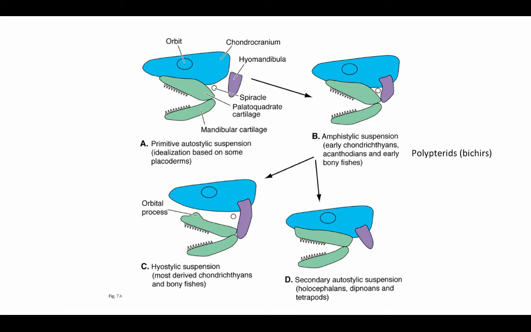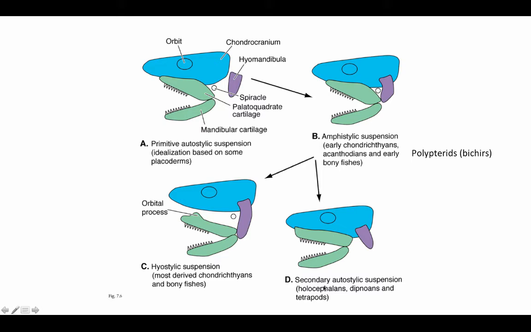The other form that's more derived is a secondary form of autostylic suspension. Remember, autostylic means that the upper jaw is attached directly to the base of the cranium, and so now there's no longer a need for this attachment to the hyomandibula, and we see the primary bracing of the jaw being between the jaw and the base of the cranium.